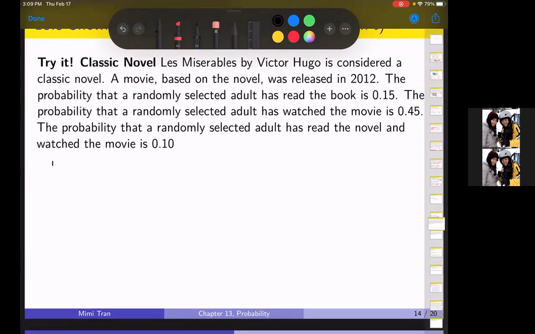If I was you, I'm going to make a little summary. So P of read is 0.15. Maybe I'll make this blue. P of watch is 0.45. And then P of both, read and watch, is 10%, 0.10.